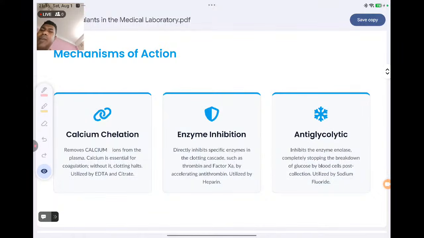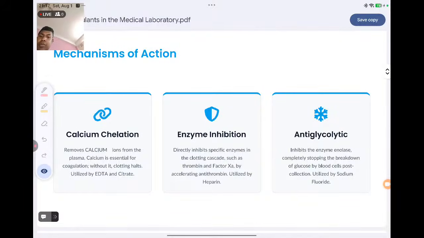Now we will study the mechanism of the anticoagulants, which helps us in different ways. Now, the mechanism of actions.